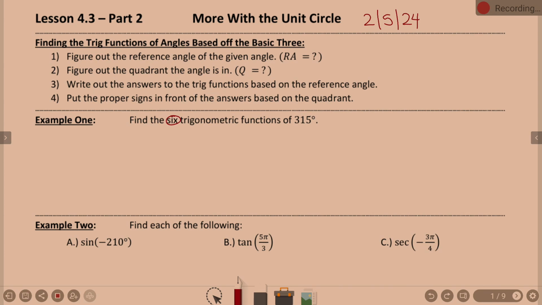So 315 is not one for my chart. It's not one that I have memorized, right? But 315 matches up with one of those. Can you visualize where 315 is? Where is 315?